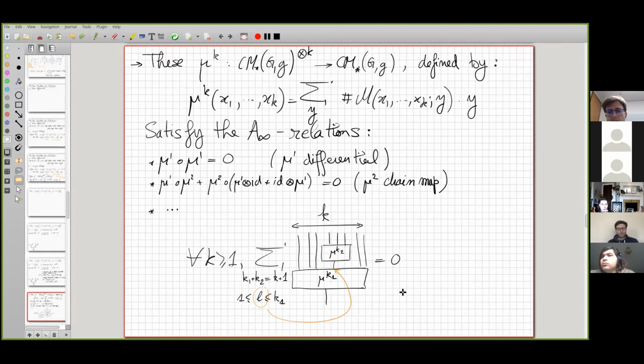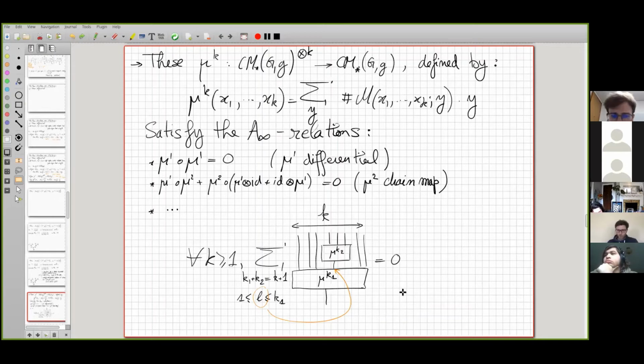Okay, so here the first relation is that mu1 is a differential, that's well known. And then the second infinity relation tells you that mu2 is actually a chain map. And then there are other relations. So we just saw the third relation, which was telling us that mu2 is associative up to homotopy, but in general, the infinity relations look like this.